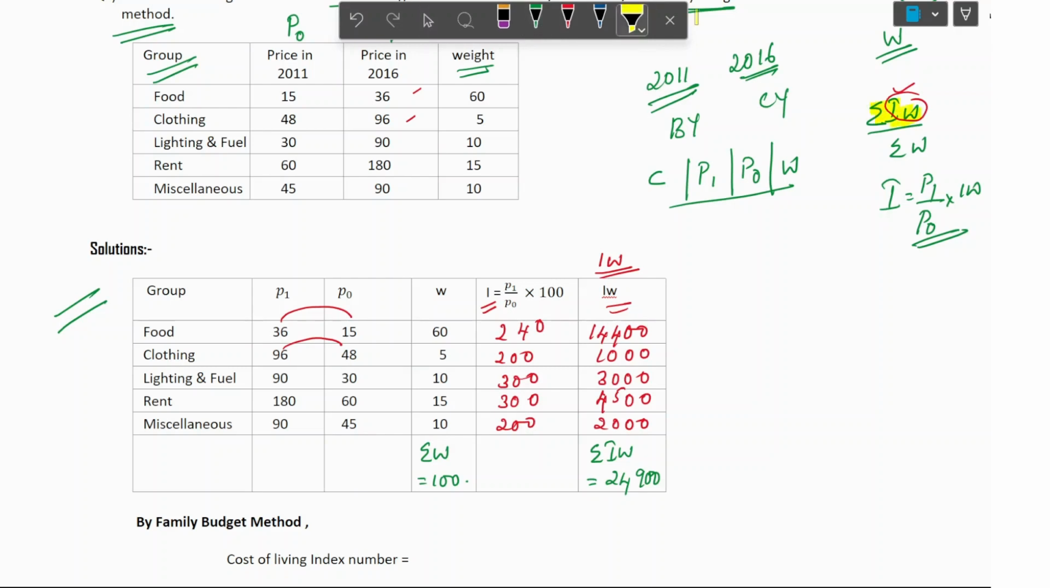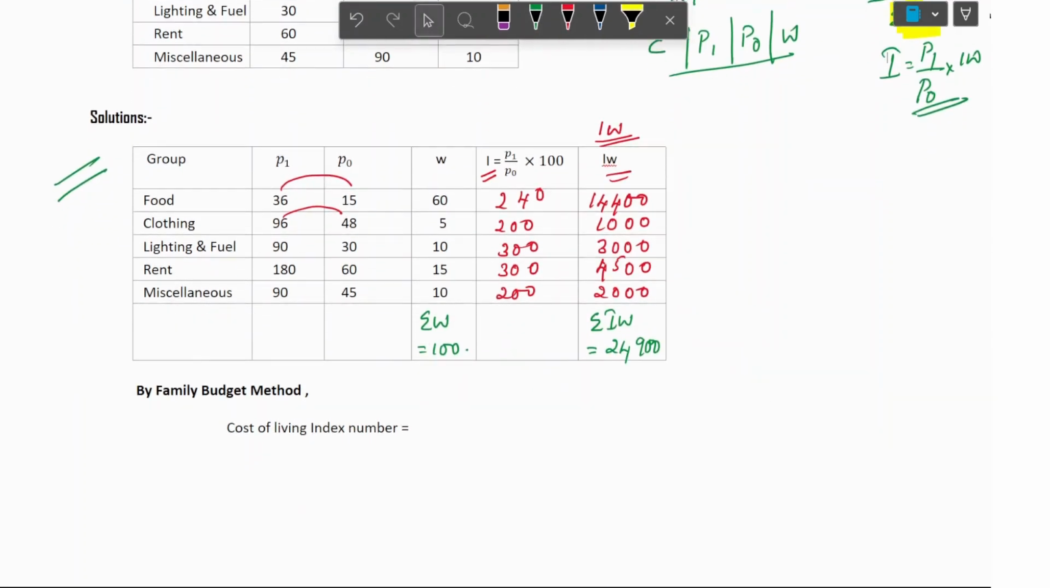Therefore, each and every time I'm telling you, for this type of questions from index numbers, please write the formula first. Just roughly write it and see what you need to consider. According to the formula, you are going to consider the extra column. Once the column is ready, just substitute in the formula. That's your answer. Therefore, here by the family budget method, cost of living index number, write the formula, that is sigma IW divided by sigma W, and complete the formula.